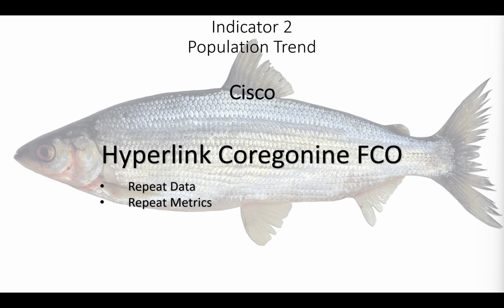So the second family that we were going to look at was rare ciscos. For fear of repeating data and repeating metrics that were already being described in the Coregonine FCO, we thought it would be most appropriate to just hyperlink to that Coregonine FCO. We wouldn't really, from the data sets that we have available, be able to come up with anything new that the Coregonine FCO was not already coming up with.